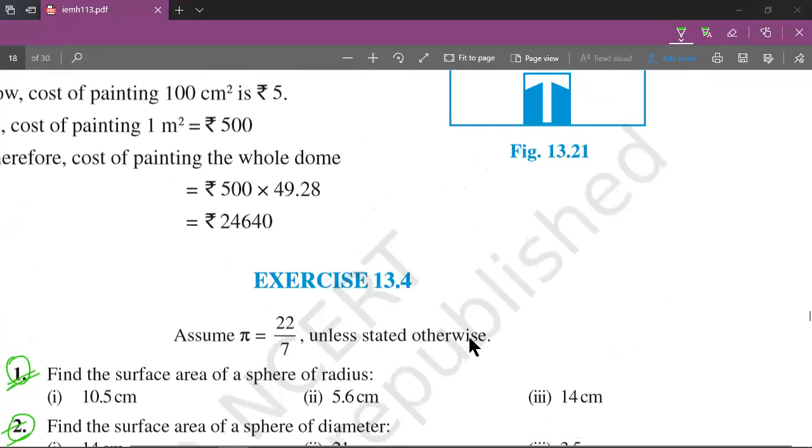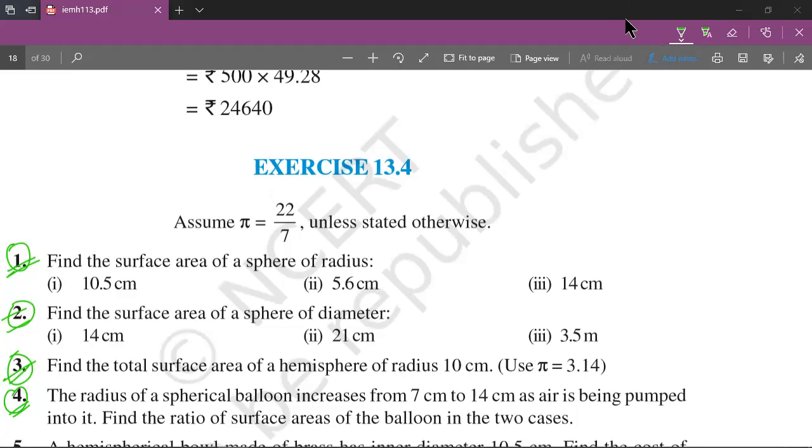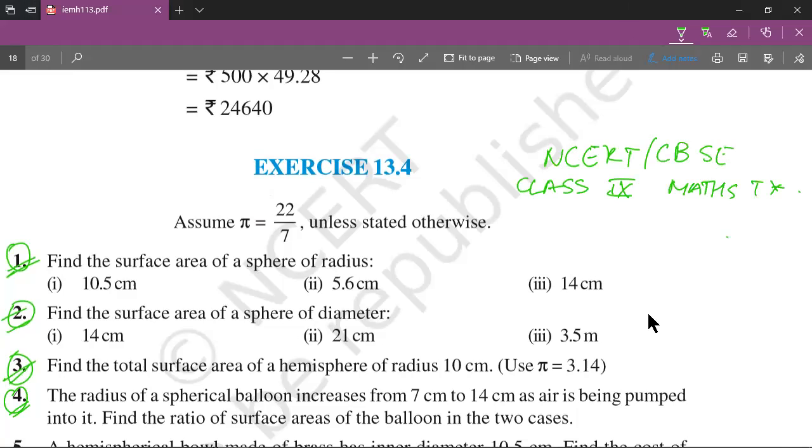Okay, so once again, I advise you that I have referred these questions from the NCERT, CBSE, class 9 maths textbook. For accurate precision, it is blue in color, so you'll be able to identify it more accurately. So let's start.